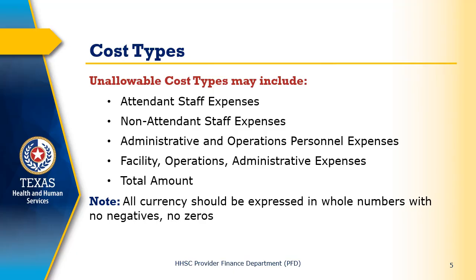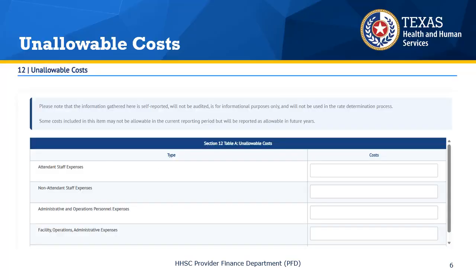It is essential to remember that all currency amounts should be reported in whole numbers without any negative values or zeros. For more information on unallowable costs, please review the instructions in Module 3. This slide displays the screen view for Section 12 of the Cost Report.